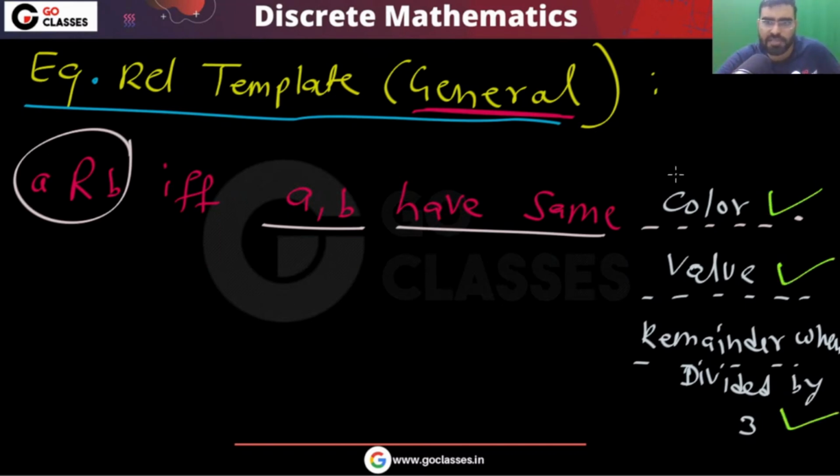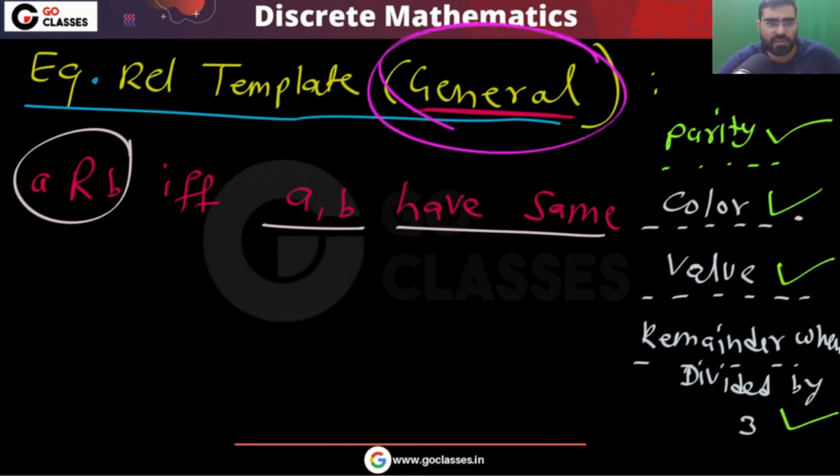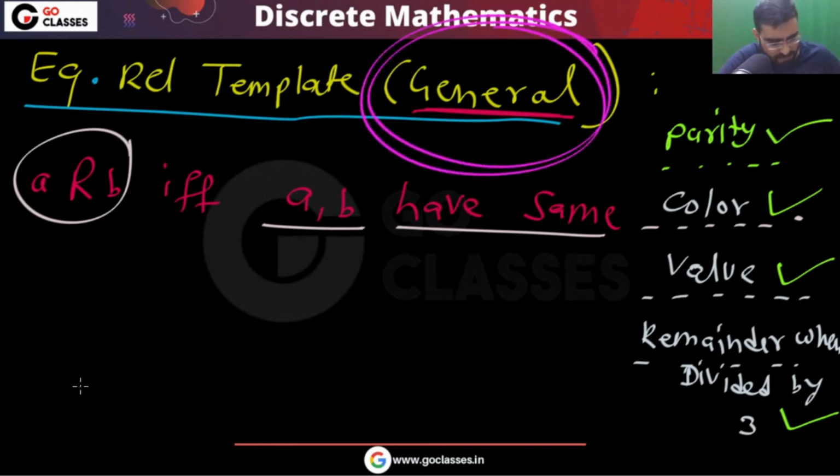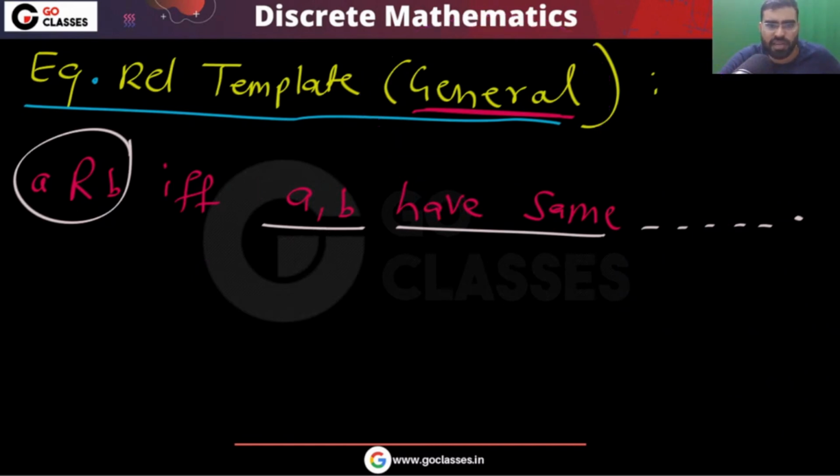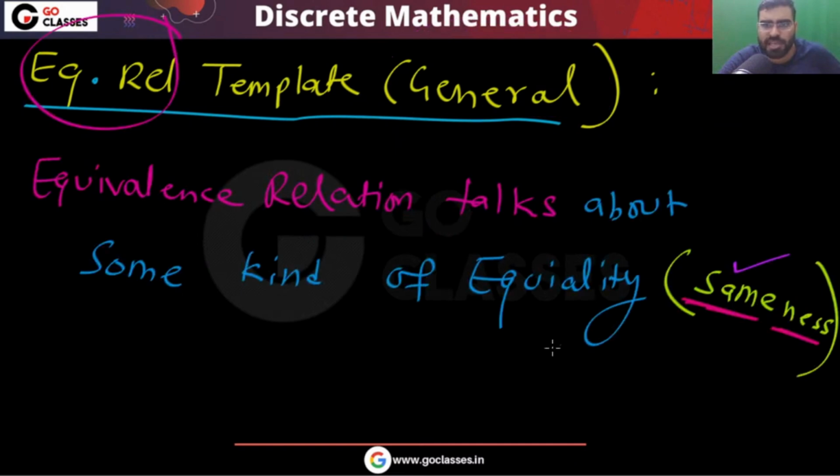Same parity, you can also say same parity. So you can see that all of them are equivalence relations. This is the general template. I am not saying this is how you always have to find it, you should take care, but this is the general template. Is this understood by everyone? A is related to B if and only if A, B have some kind of equality, some kind of sameness. So this is what you can use.